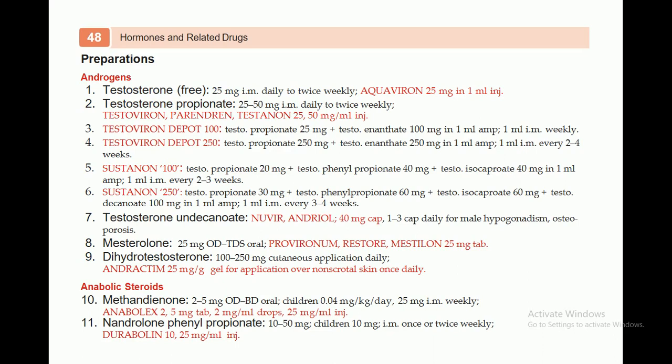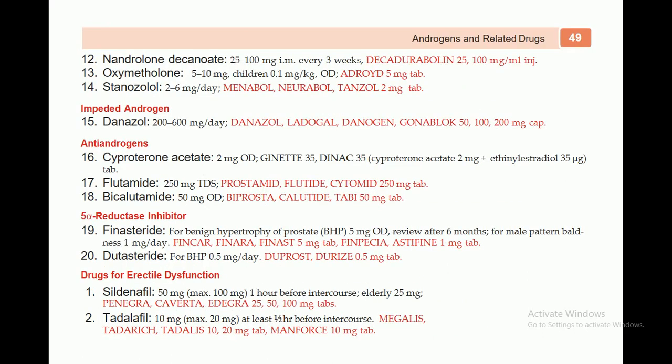Okay, another one is nandrolone phenylpropionate, which is also available in 10 to 50 milligram in children. It can be recommended at 10 milligrams IM once or twice weekly. Durabolin 10-25 milligram per ml injection. Then nandrolone decanoate 25 to 100 milligram IM every 3 weeks, and then they are available in different doses, 25 milligram per ml.